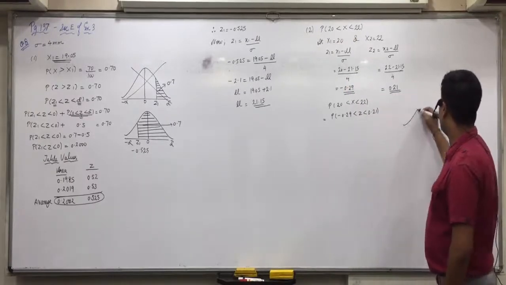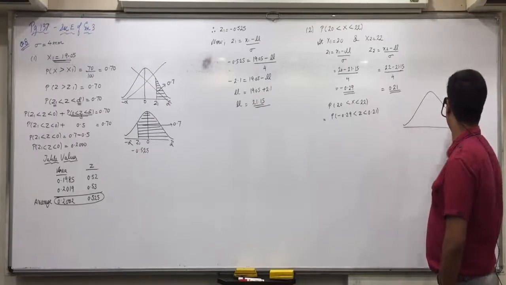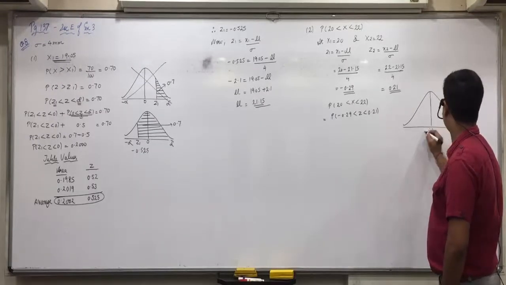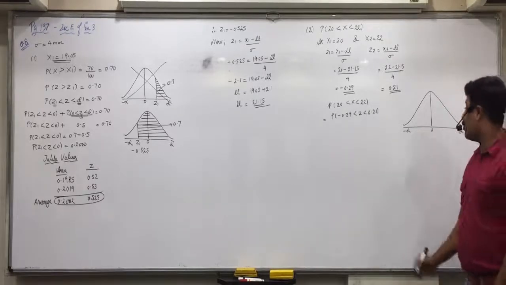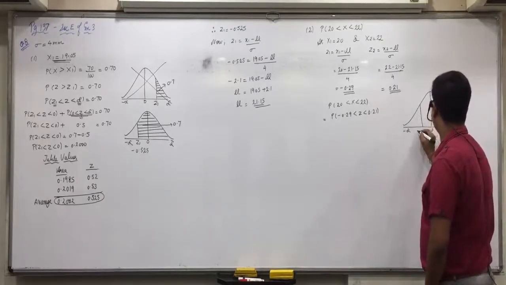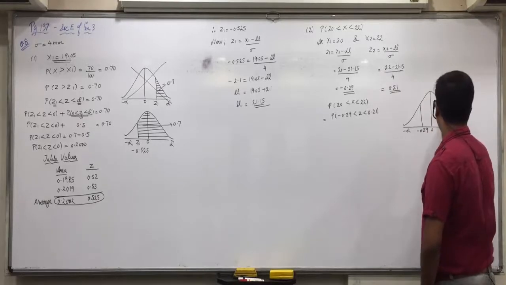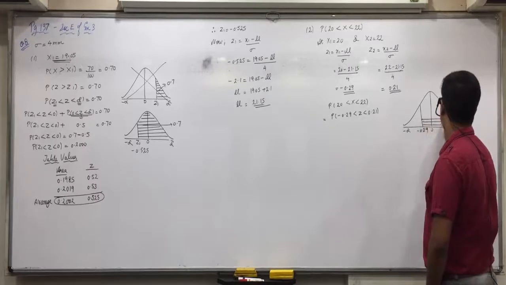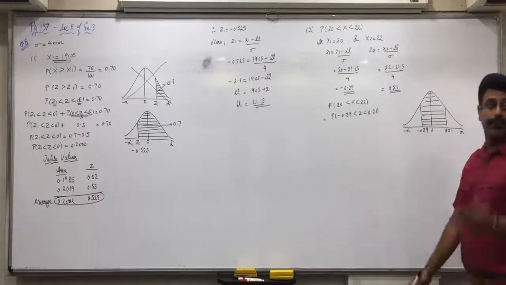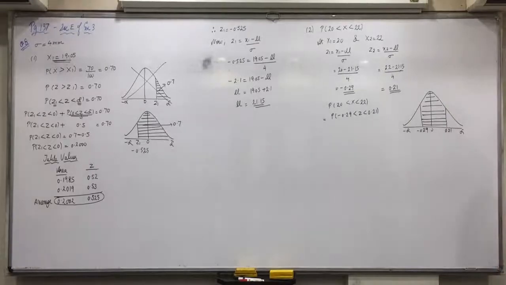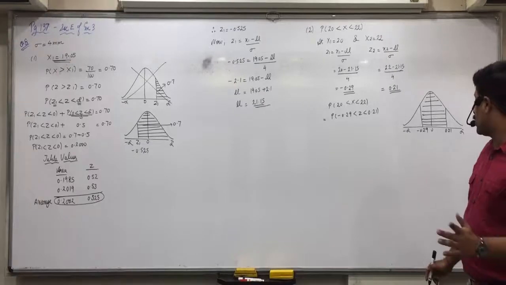Okay, now one diagram only in direct questions. Minus 0.29 on the left side, 0.21 on the right side. Between the two regions we need to do the shading. Two sides shading means sum or difference? Sum.